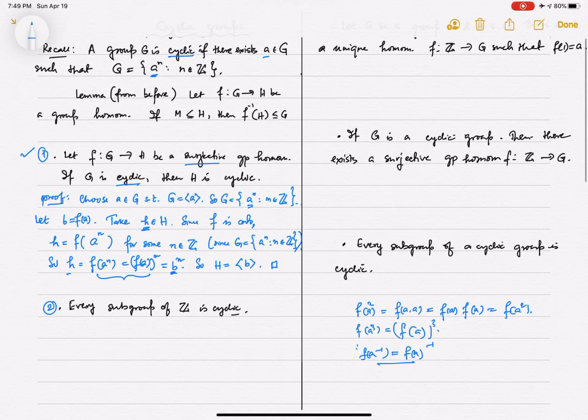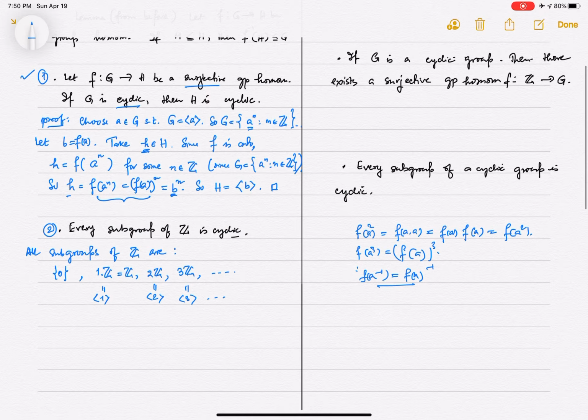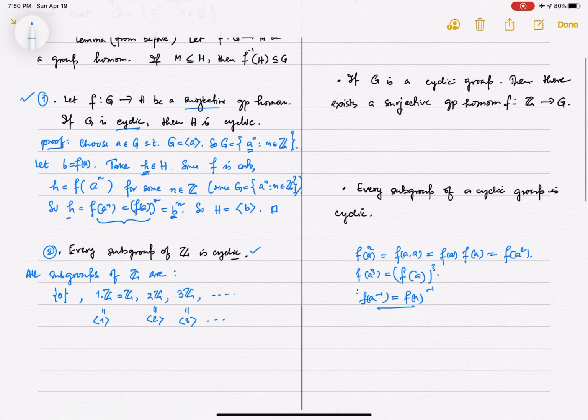The second thing I want to record is that every subgroup of integers is cyclic. This we know already because the subgroups of Z, we listed this before, are these. There's the 0 subgroup. There is 1 times Z, which is Z. There is 2 times Z, which is the even integers. There is 3 times Z, which is the multiples of 3, etc. This is generated by 1. This is generated by 2. This is generated by 3, etc. So all these are cyclic. So every subgroup is cyclic. Okay, this we knew already.